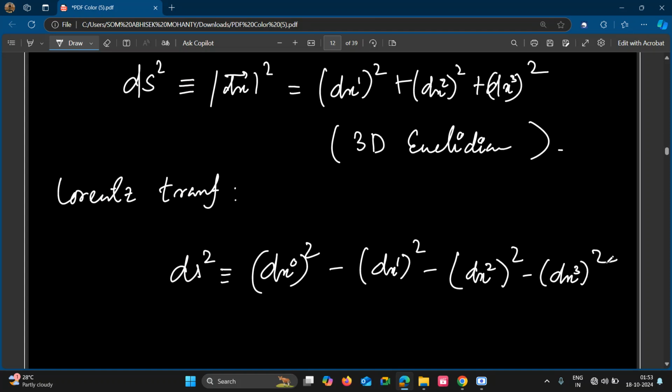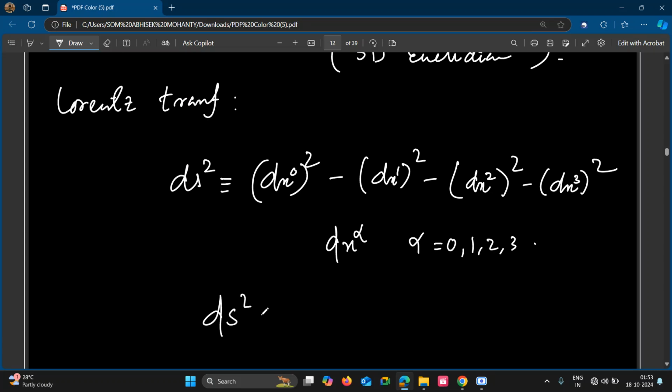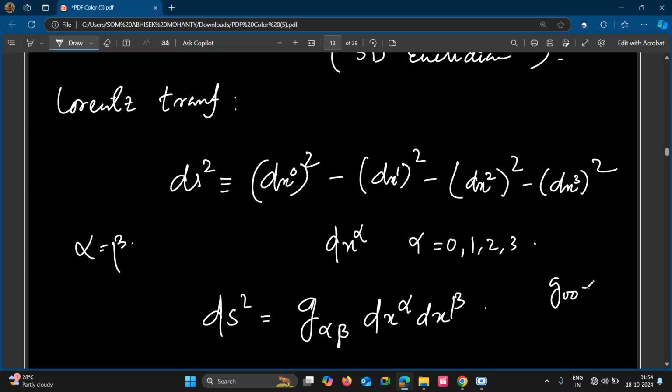So this ds square is quadratic in the differentials of the coordinates. Let's say dx alpha, where alpha is simply 0, 1, 2, 3. We can also express this, very important, as ds square is equal to g alpha beta dx alpha dx beta. See carefully. When alpha is equal to beta, it will have a value. If alpha is zero, this is dx zero dx zero square, and g zero zero is one.